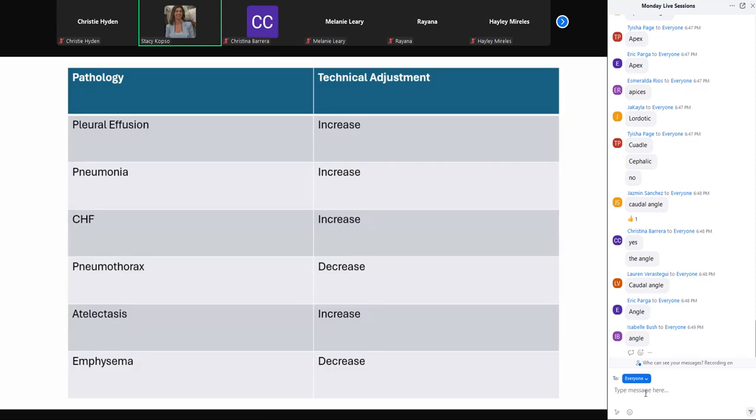Here's a couple of pathologies that are commonly asked on the board as far as how to adjust your technique. So make sure you're aware of that. Which ones are air, which ones are fluid. Fluid, you're going to increase your techniques, and the air, you will decrease your techniques. So make sure you at least know that with your common pathology.